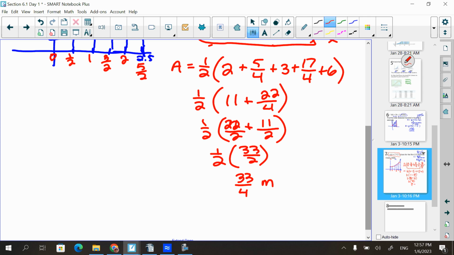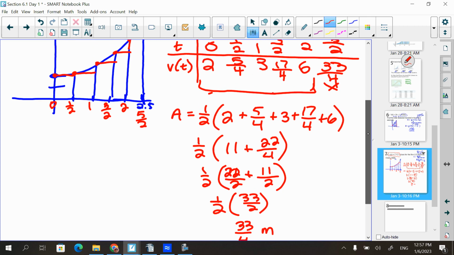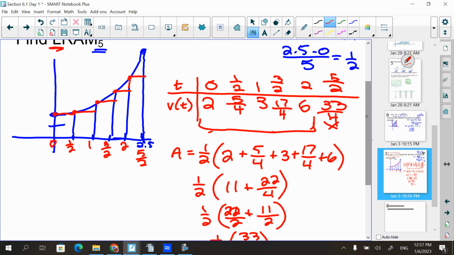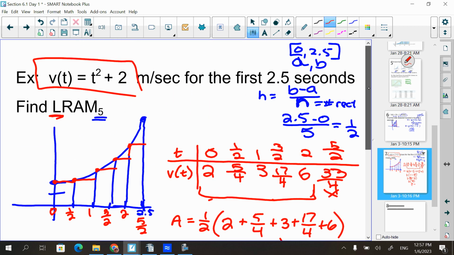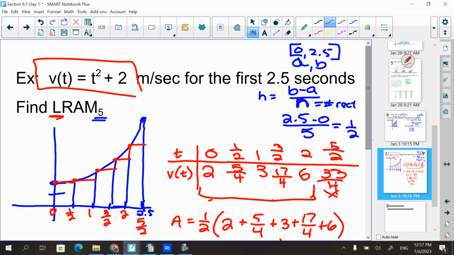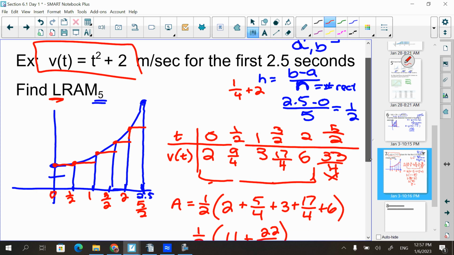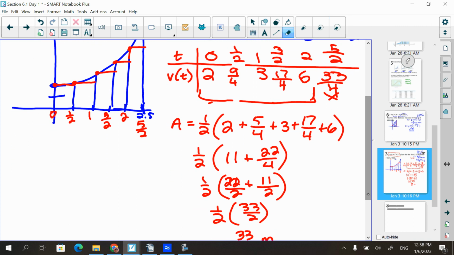Is 1/2 wrong? Is 1/2 wrong? This one? Right here? Okay, let's see. 1/2 squared is 1/4 plus 2. 8/4 is 9/4. Yes, it is. Thank you. This is 9/4. Which is going to change this down here to a 9.